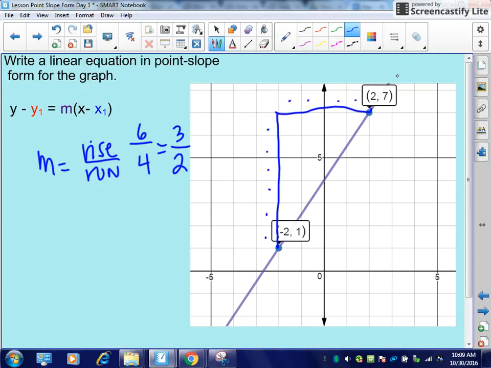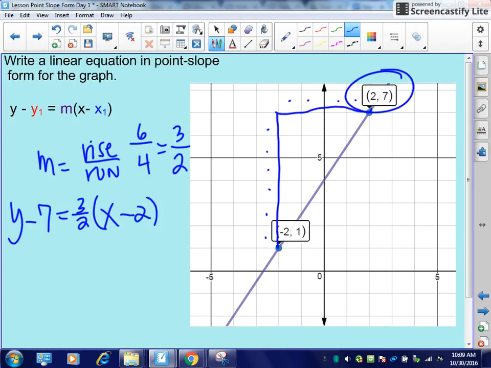Okay, so the first one I'm going to write is for this point right here. If I just look up here, I can do y minus the y value, so y minus 7, and then my slope was 3/2. And then I've got to do x minus the x value, so I just have to put x minus 2. And there's no real simplifying on this problem. There's only really simplifying in point slope form if you have a negative point, if one of the values is negative.